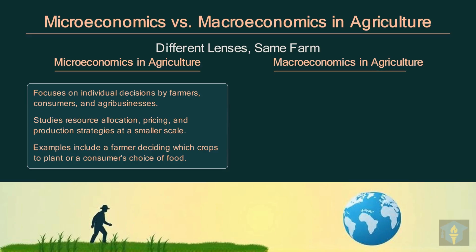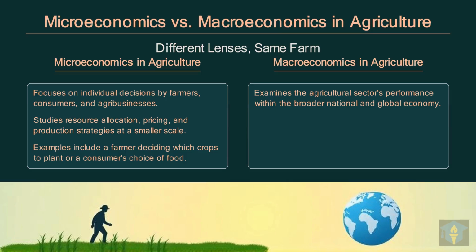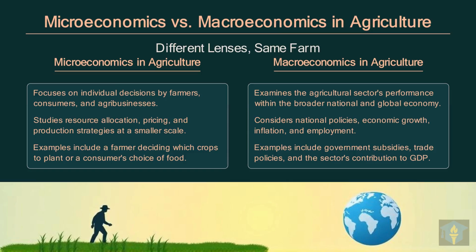Now, macroeconomics in agriculture looks at the bigger picture. It examines how the entire agricultural sector performs within national and global economies. This includes national policies, economic growth patterns, inflation rates, and employment trends. Examples include government subsidies, trade policies, and agriculture's contribution to GDP.